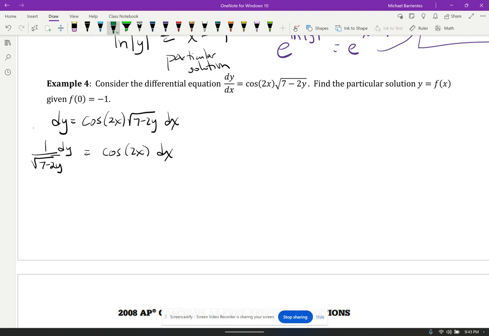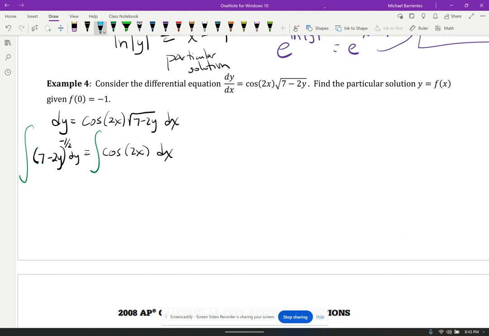So I'm supposed to take the antiderivative of this and the antiderivative of that. Remember that a square root is a 1/2 power, and that if it's in the denominator, it's a negative 1/2 power. So I'm going to rewrite this before I start taking antiderivatives. I'm going to rewrite this as 7 minus 2y to the negative 1/2 dy. So when I look at the left side and I look at the right side, I have an inside, I have an inside. So both of these are going to require u substitution.